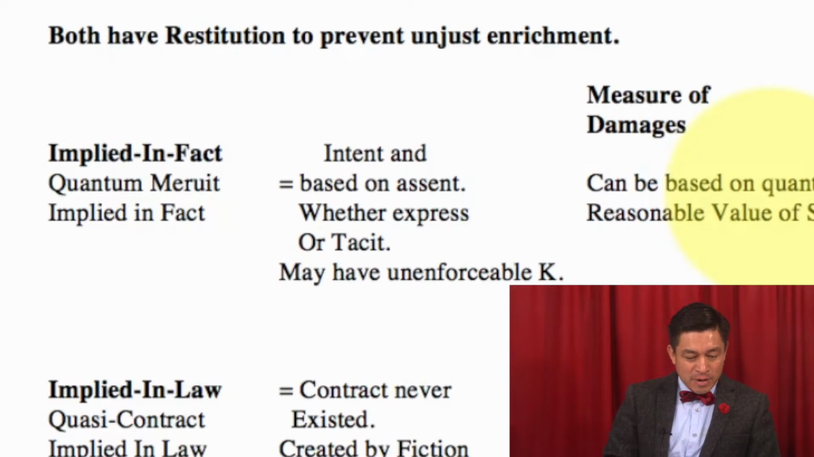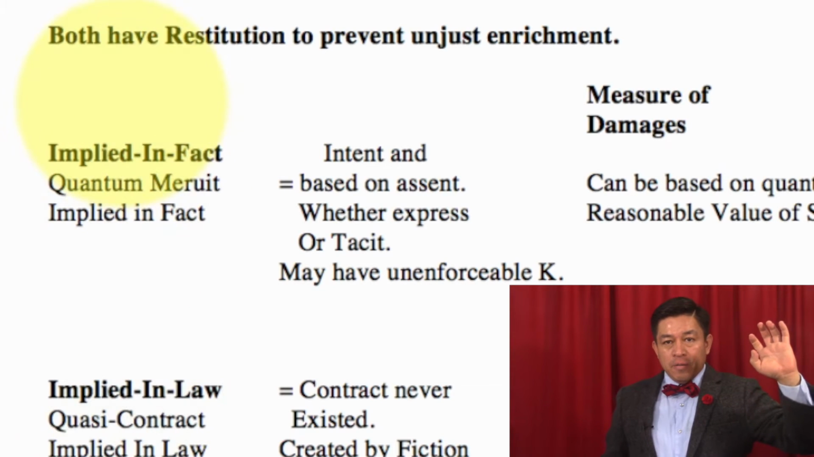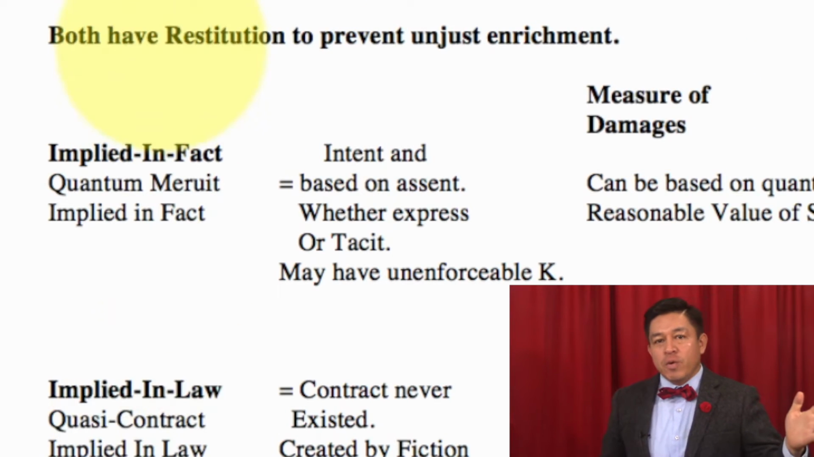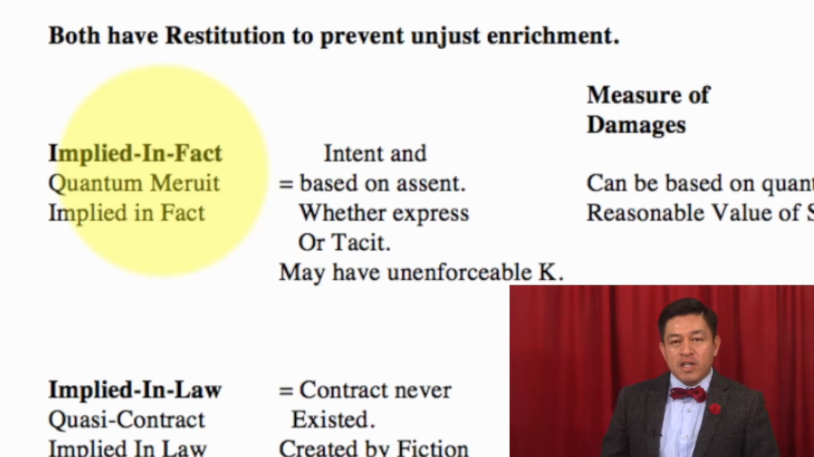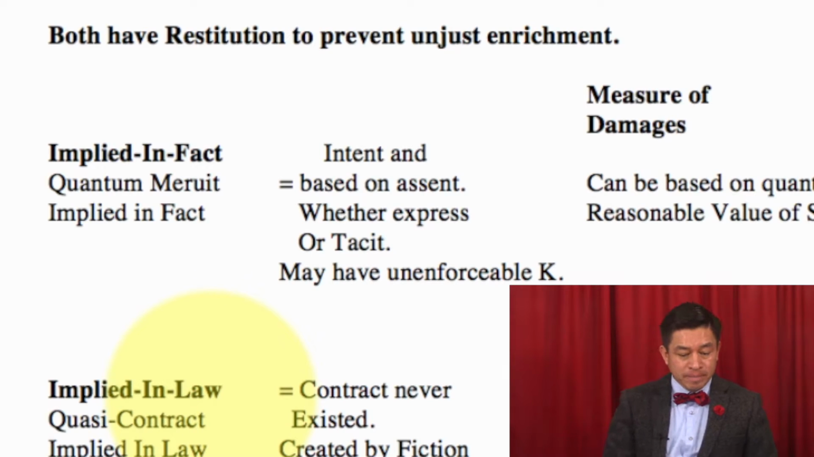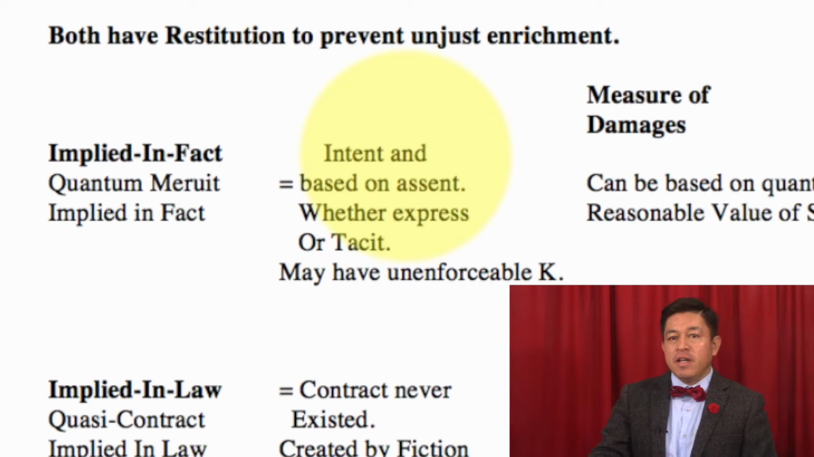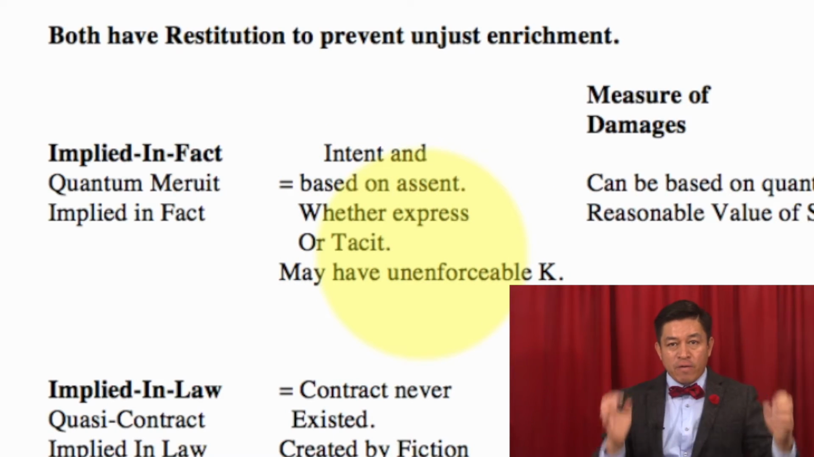All right. We are going to talk about two tracks here under restitution and unjust enrichment. The first one is a contract that is implied by fact, and the other one is a contract that is implied by law. So, two tracks. Now, contracts that are implied by fact: there you have the intent to form a contract, and you also have assent, whether that assent is express or whether it's tacit. So just remember that for now.